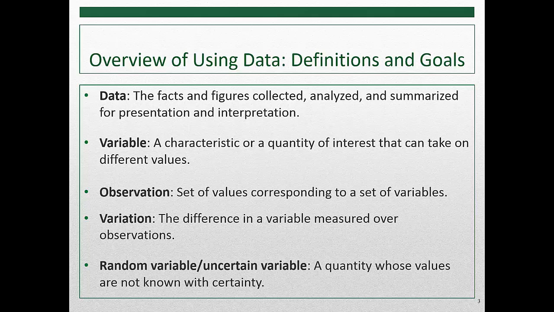A random variable or uncertain variable means a quantity whose values are unknown with certainty. For example, we don't know what the weather will be like in February 2017. So that means there is a random variable or uncertain variable for the weather in February 2017.